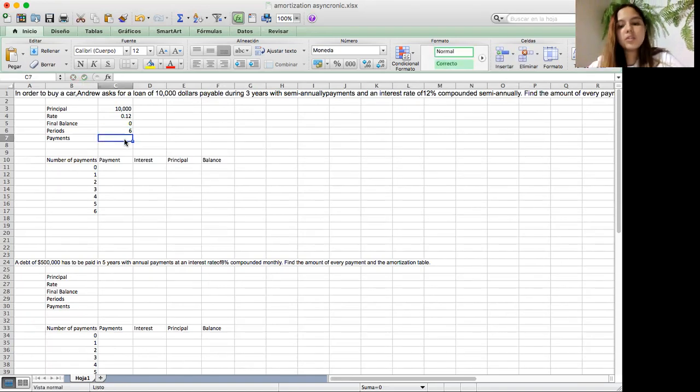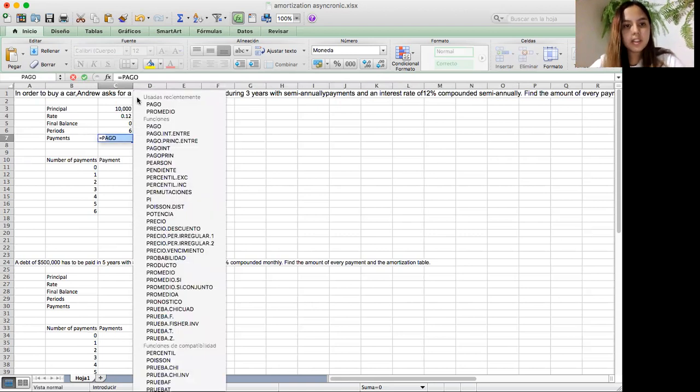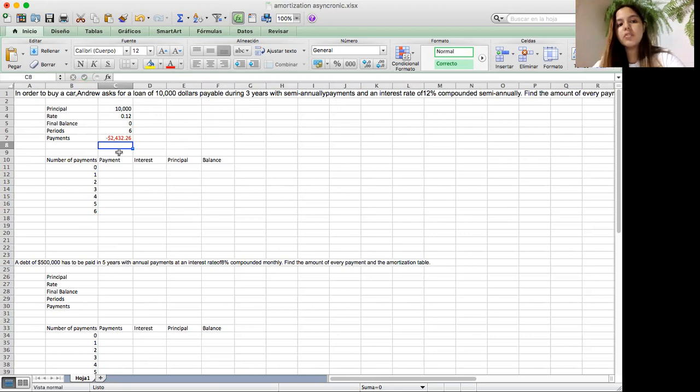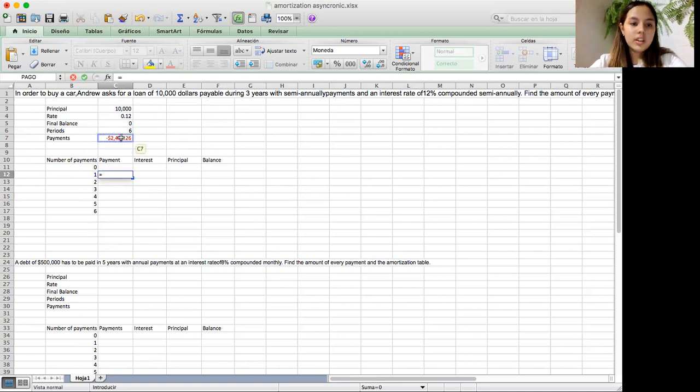Then the payments, we will use the formula of payment. There is a rate, comma, periods, comma, principal, comma, final balance. And our answer will be 2,432.26. And this payment, we need to put it in every period. So like this.